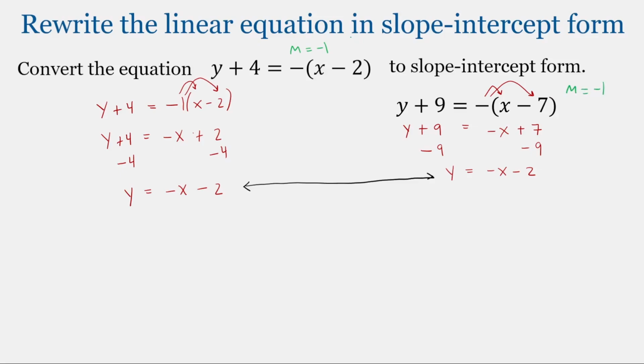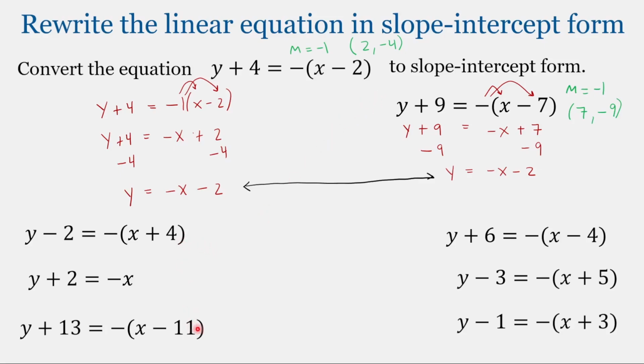But for the original equation, this line was going through the point (2, negative 4). And for this second equation, it was going through the point (7, negative 9). So in this form, these equations look different, but they represent the same line. It's the same relation between x and y.